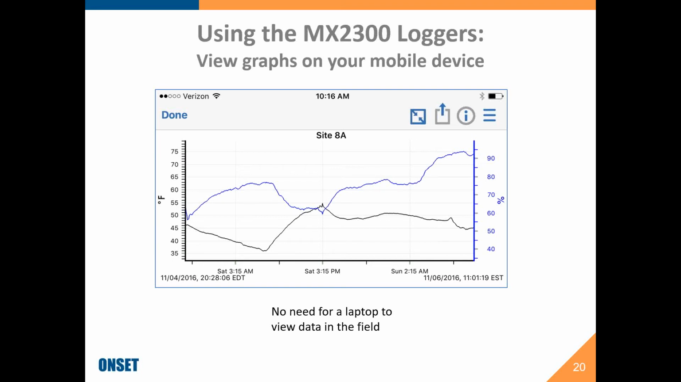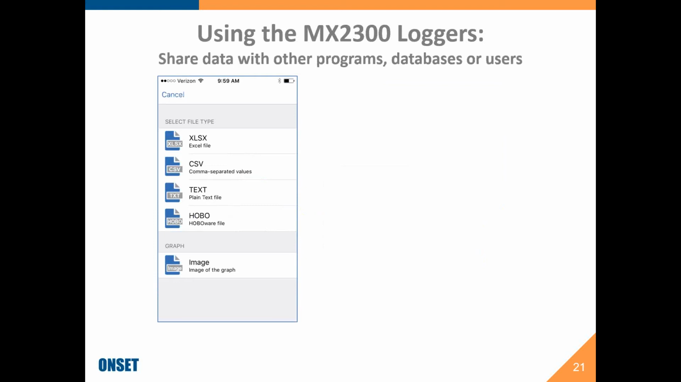Up in the upper right corner of the screen, you'll see some other choices. There's the icon for sharing. If you select that, you'll go to a screen that looks like this, which allows you to select a data format that you want to share your data in. So it could be an Excel format, CSVs, text, or a HOBOware file type, or it could be an image.